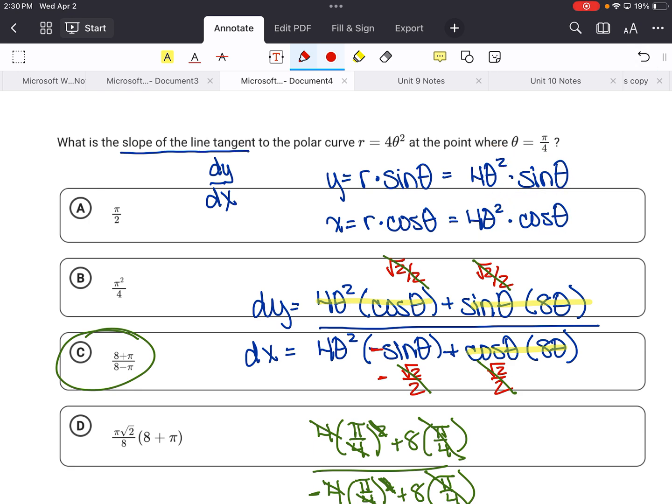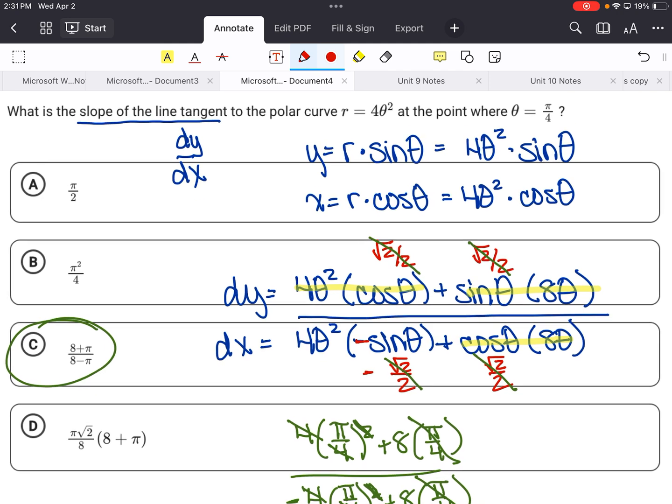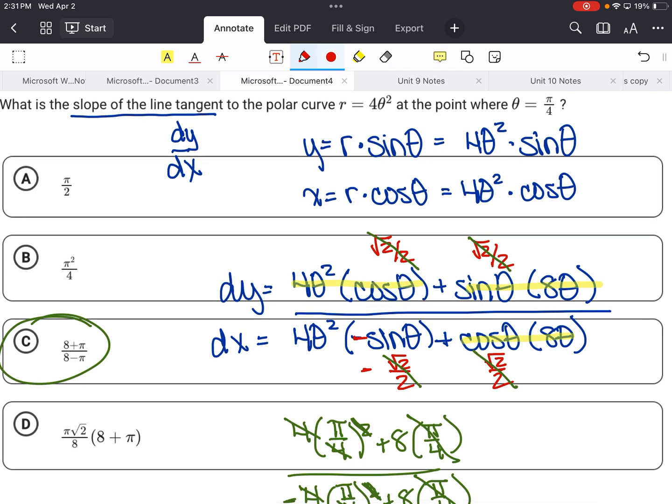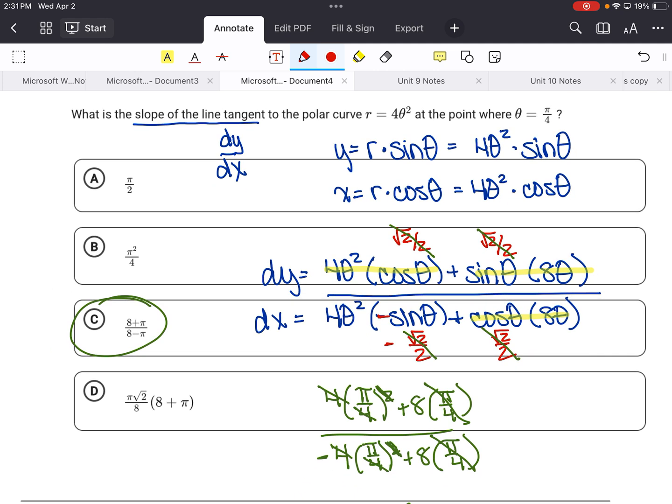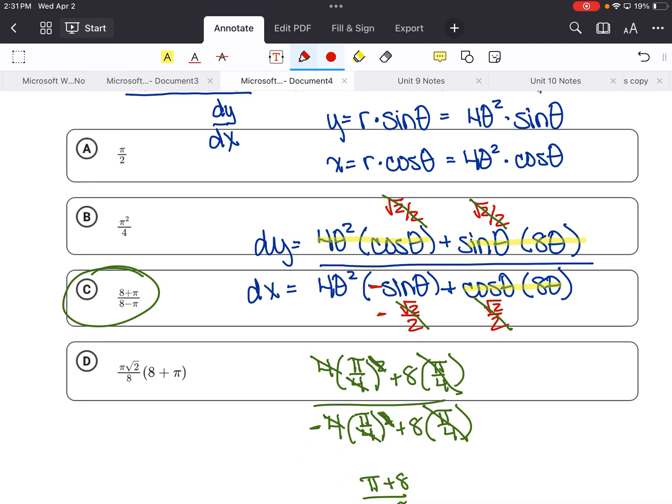So these end up being kind of messy at first. When I do the derivative of y, it's the first times the derivative of the second plus the second times the derivative of the first, and then do the same thing with the derivative of x. And then it wanted to know the slope at pi over 4. So then things get a little bit, not a ton, but a little bit better. When you do cosine of pi over 4, that's root 2 over 2. Sine of pi over 4 is root 2 over 2. Same thing happening here and here and here and here.